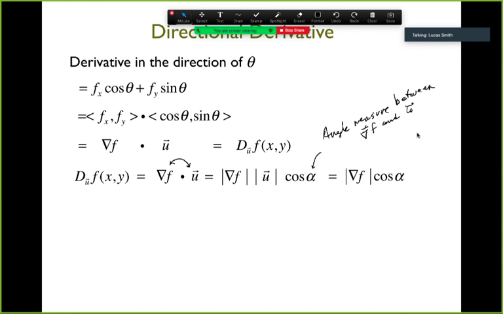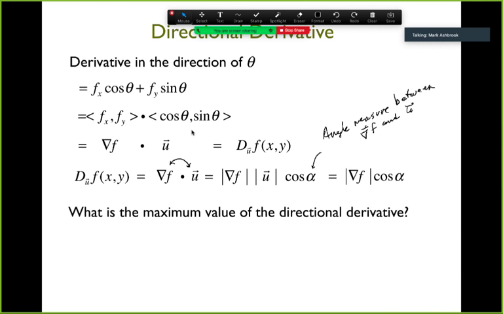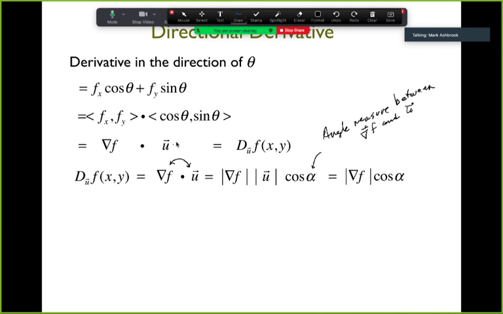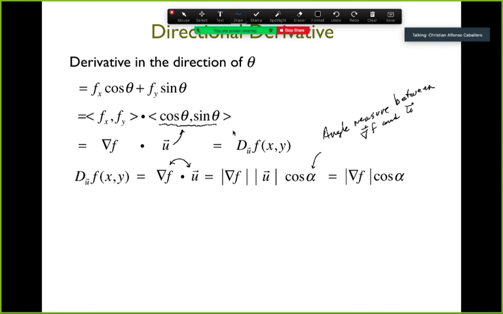Is it fair? How is it 1? Because it's a unit vector. The magnitude for the unit vector is 1. Okay, thank you. Yeah, because to get the directional derivative, we had to have a unit vector, so its magnitude is always 1.